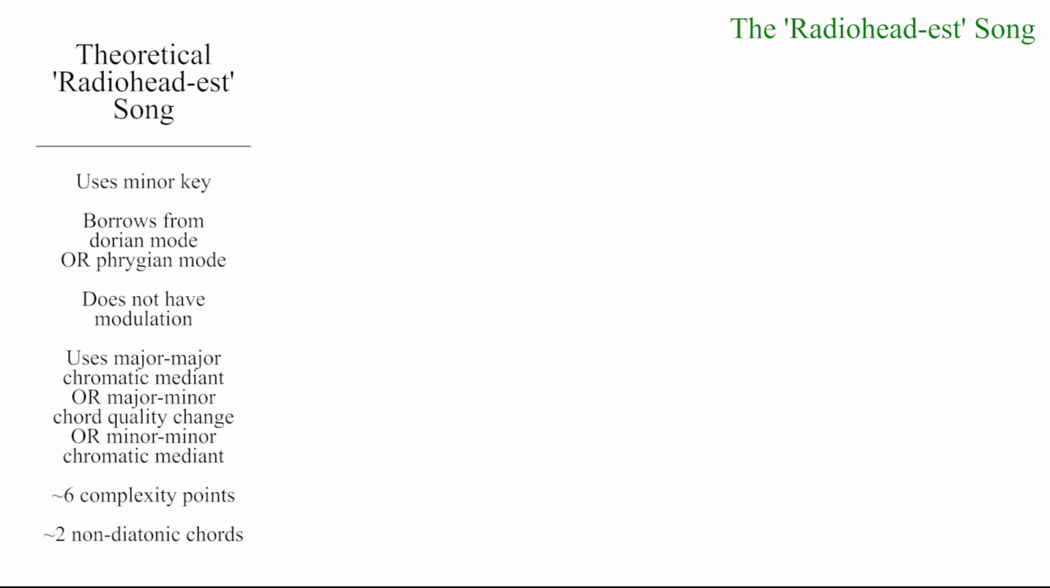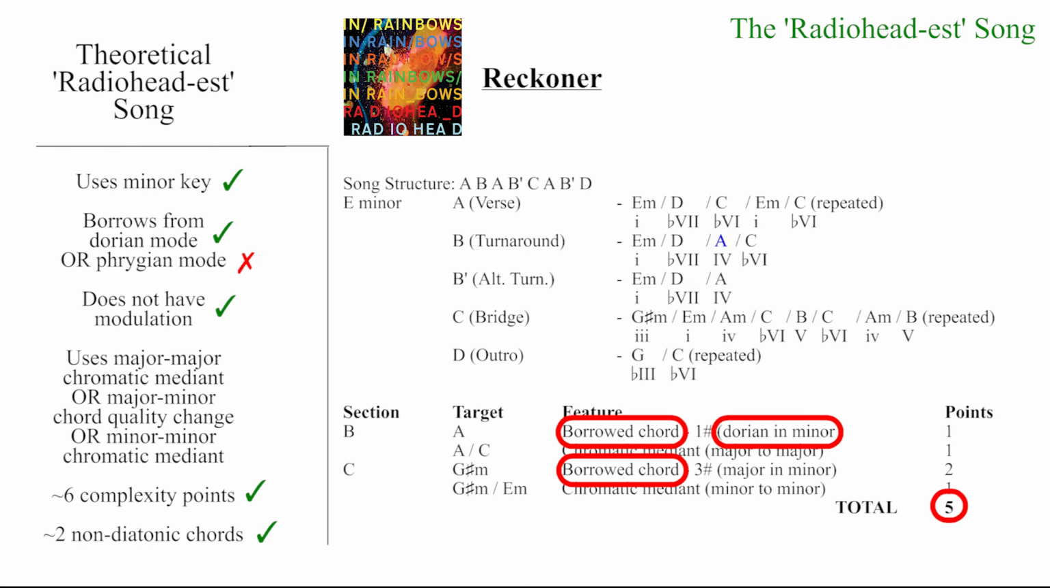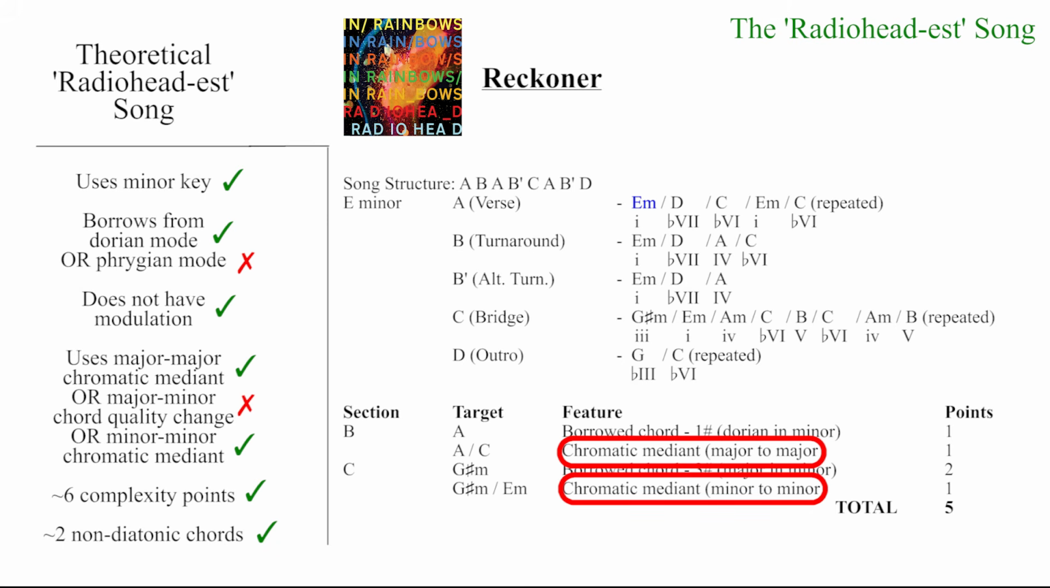Using these criteria, I think a good match would be Reckoner, a minor key song from In Rainbows. It has 5 points and 2 non-diatonic chords, one of which is borrowed from the Dorian mode. It also contains both a major-to-major chromatic mediant and a minor-to-minor chromatic mediant. Overall, it's pretty similar to what you'd expect from the literal average Radiohead song.